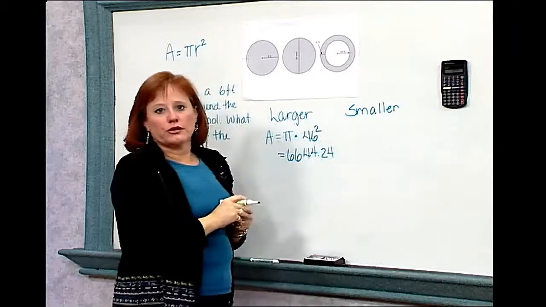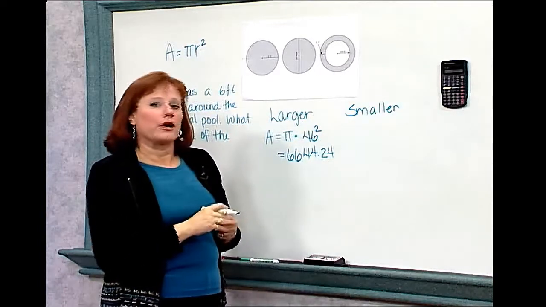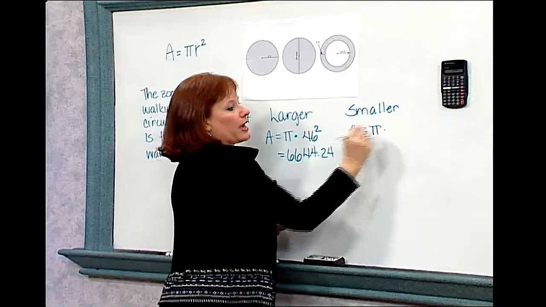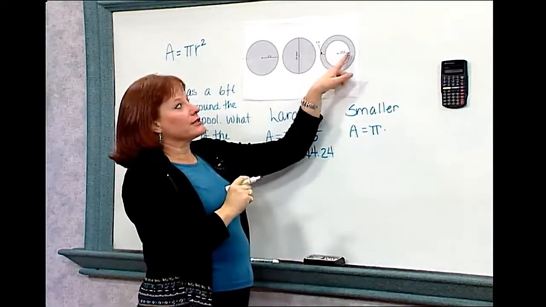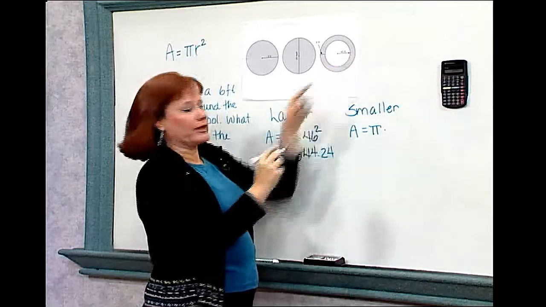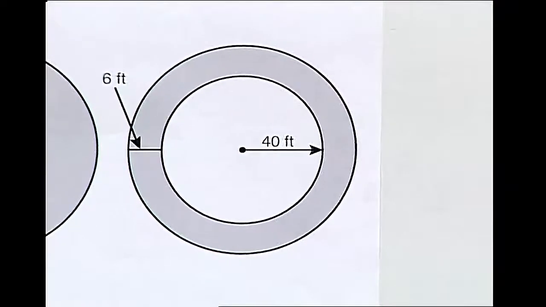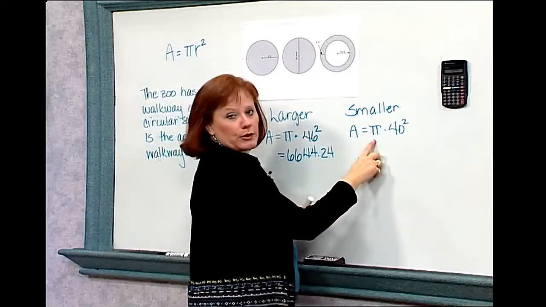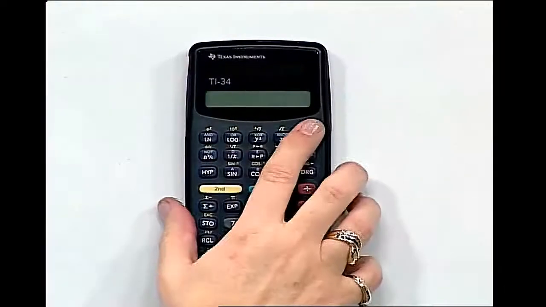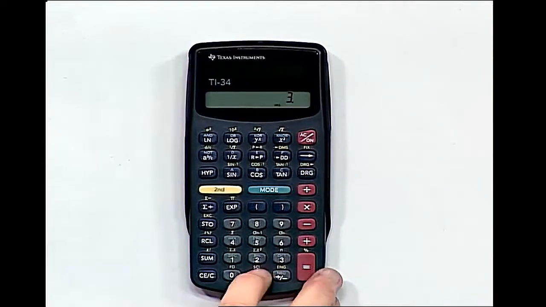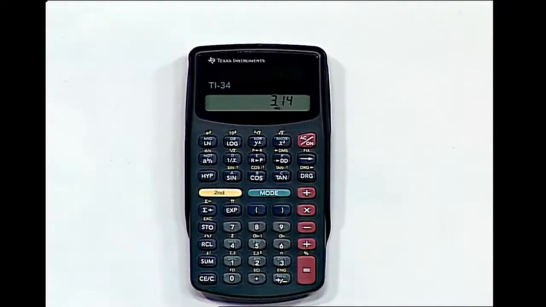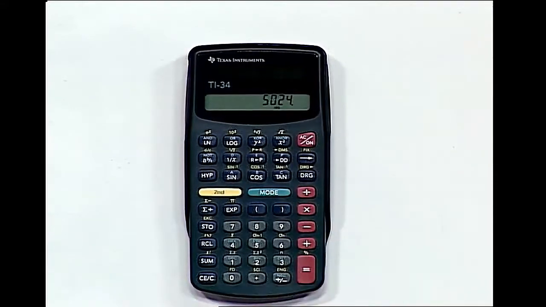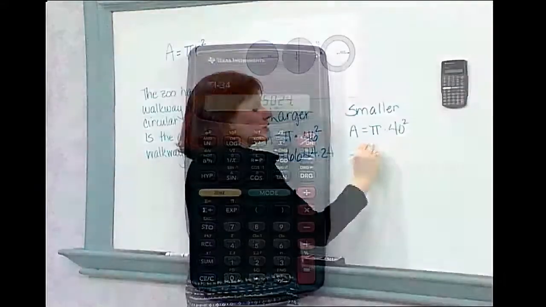If I look at the smaller circle, I know I'm going to use the same formula, area equals pi r squared, and I'll have area equals pi times the radius squared. The radius of the inner circle is only 40 feet, so I'll have times 40 squared. Using my calculator, I'm going to put in my approximation for pi. So I'll start with a clear calculator and say 3.14 times the radius squared, which is 40 squared. And that equals 5,024 square feet.